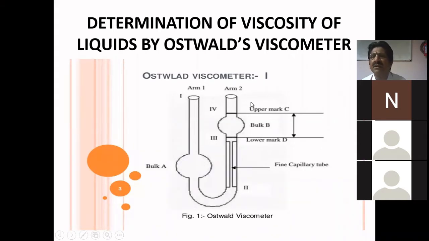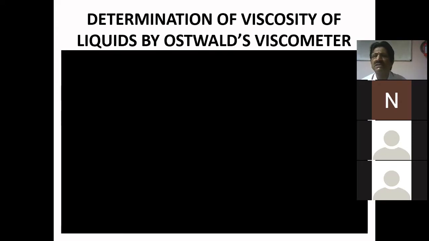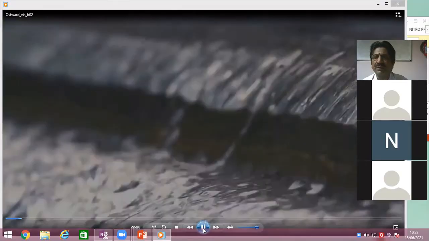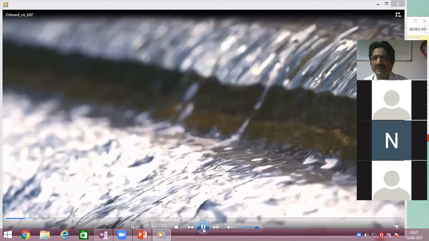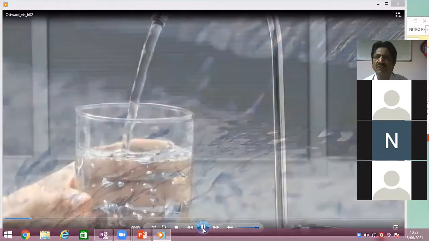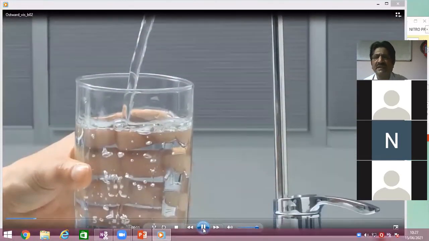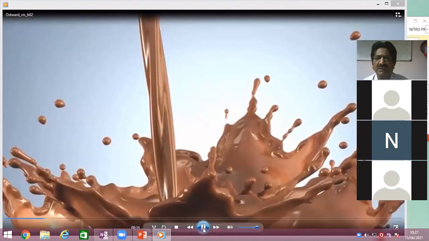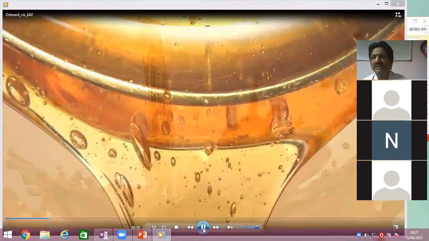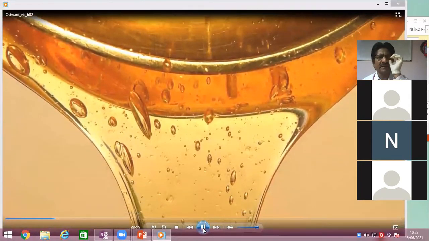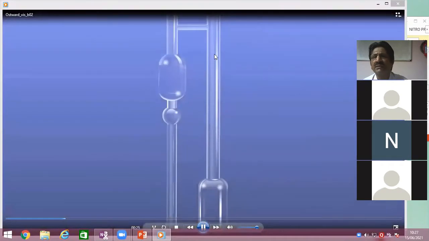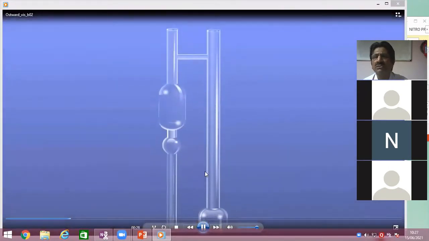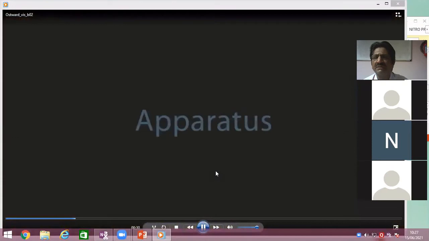Then we allow it to flow and we calculate. How can we do this? We can see how the liquid flows, as they have shown. This is a liquid which flows very easily. This is the water, you can see how it flows. And this is the chocolate, which is a little thicker, and it flows. And then the honey, which flows not that easily. So this is the viscometer, as I just told you, the Ostwald viscometer.